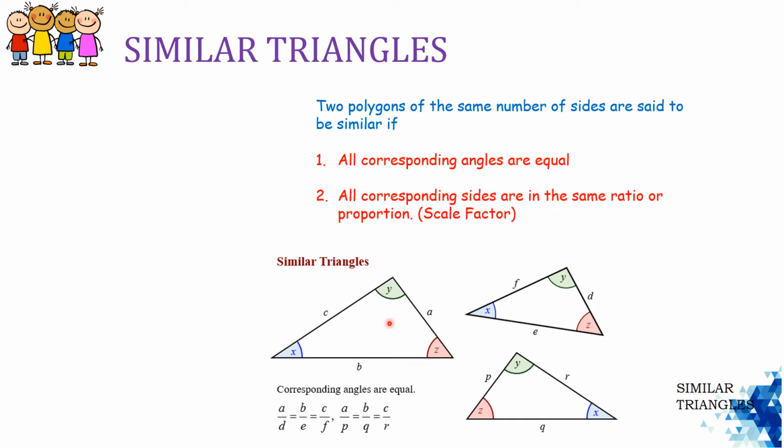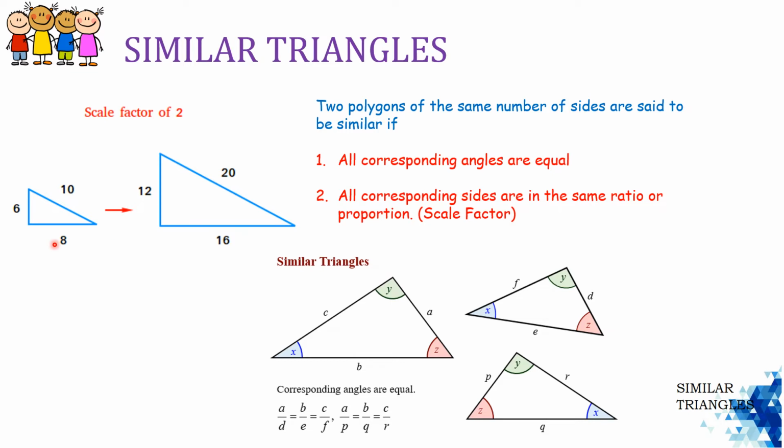Similarly, you can compare this first triangle with the second triangle also. You will get the common ratio: A by P, B by Q and C by R. Everything will have a common ratio if it is a similar triangle. You got it? So like another example, if I have a triangle like this with sides 6, 8 and 10 units and another with 12, 20 and 16 units.